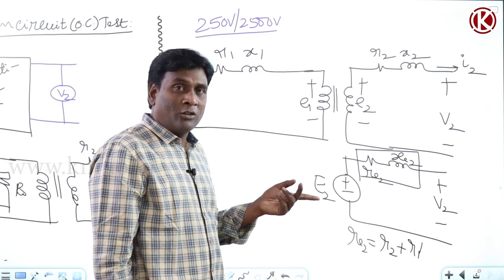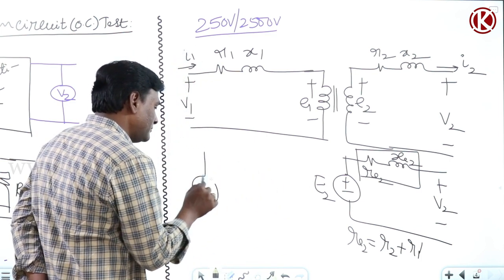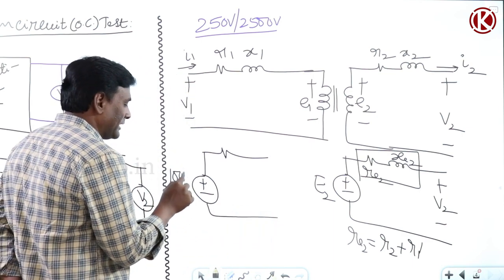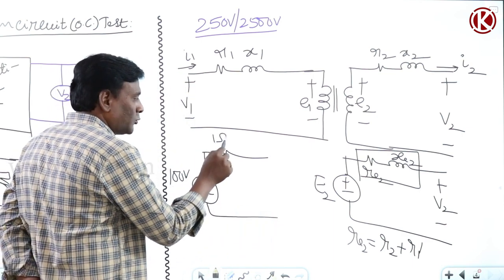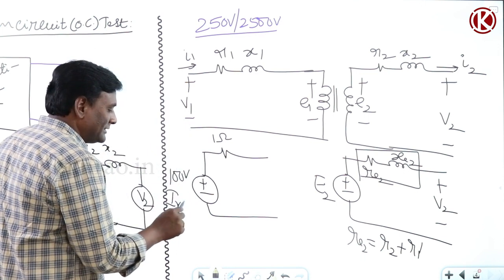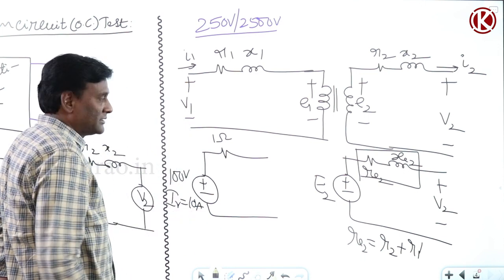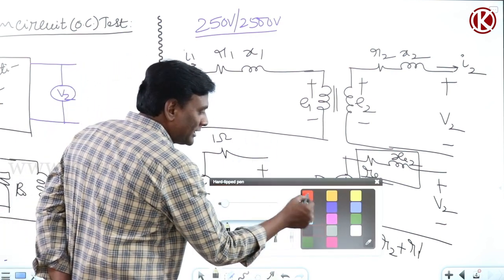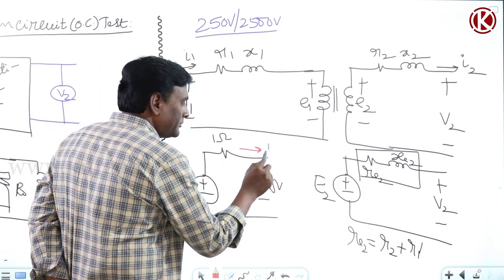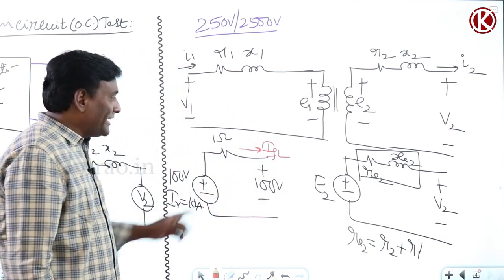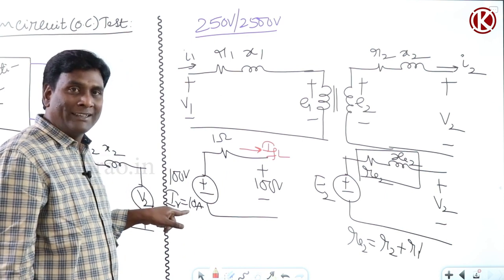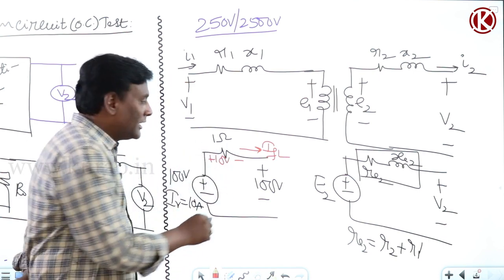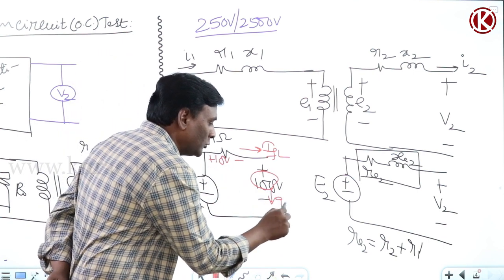Long back we took one example: for example, the rated voltage is 100 volts and this is 1 ohm, and rated current for this is 10 amperes. At no load, how much voltage will come? 100 volts. Now if I fully load it and extract full load current, how much is the full load current? 10 amperes. So 10 into 1 is 10 volts, and this is going to be dropped to 90 volts.